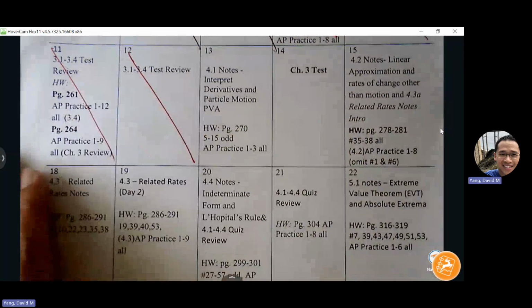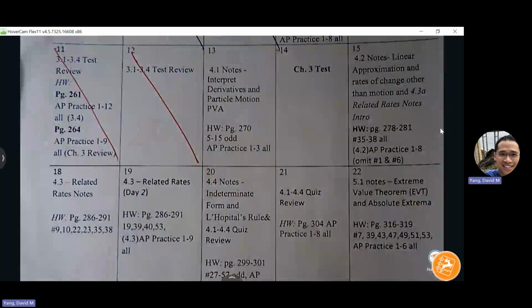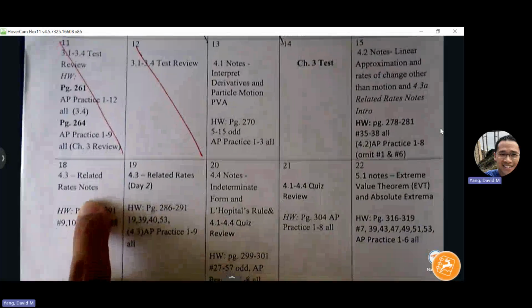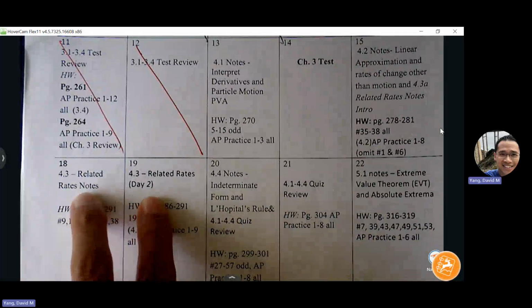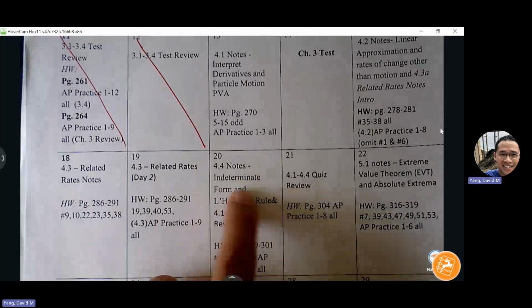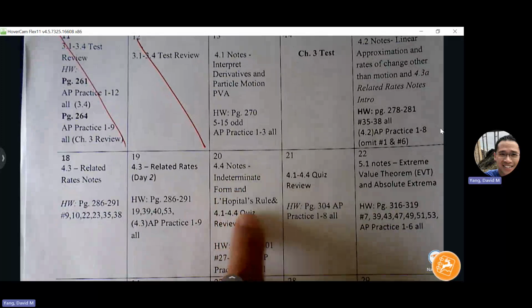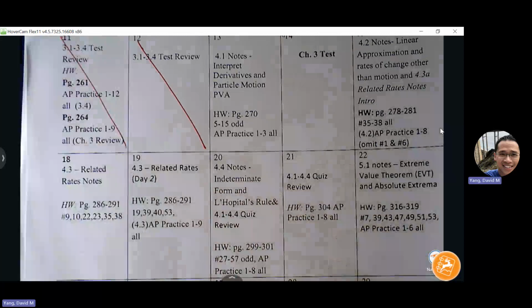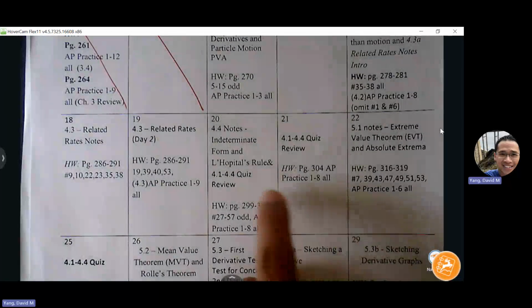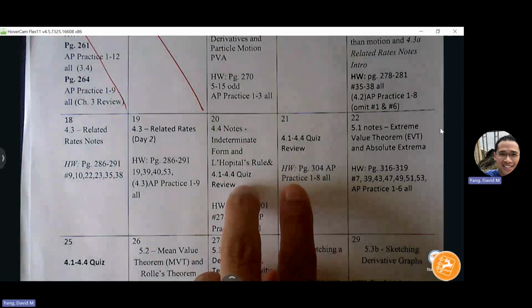But really the big topic that we want to make sure is the focus here is related rates. So we'll start related rates on Monday. We'll spend 2 days on that. We may even bleed into Wednesday because indeterminate form, L'Hopital's rule, that's really easy and quick, so we can spend more time with related rates. We'll have a quiz review on Thursday, but maybe we can even start quiz review on Wednesday.